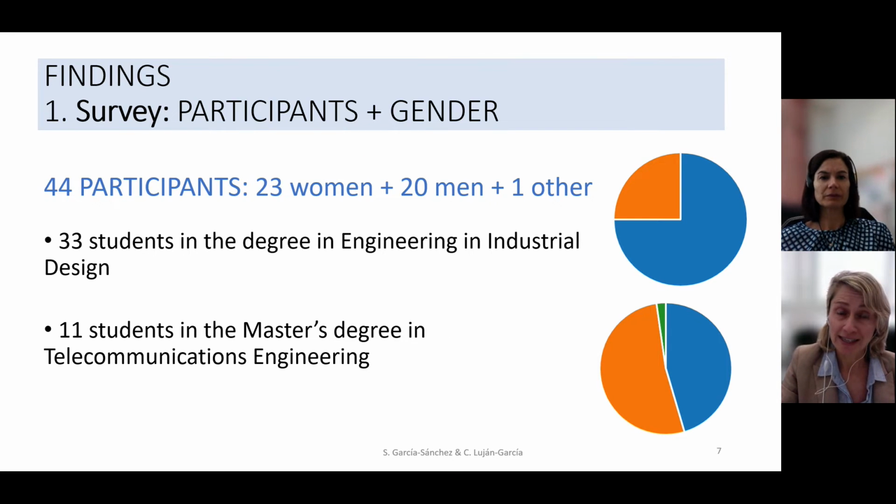Now, we move to the findings section, and we will start providing data regarding the survey. The number of participants who took part in this project were 44 participants in total, 23 women, 20 men, and 1 other. And as you can also see on this slide, 33 students were from the degree in engineering and industrial design, and 11 students were from the master's degree in telecommunications engineering.